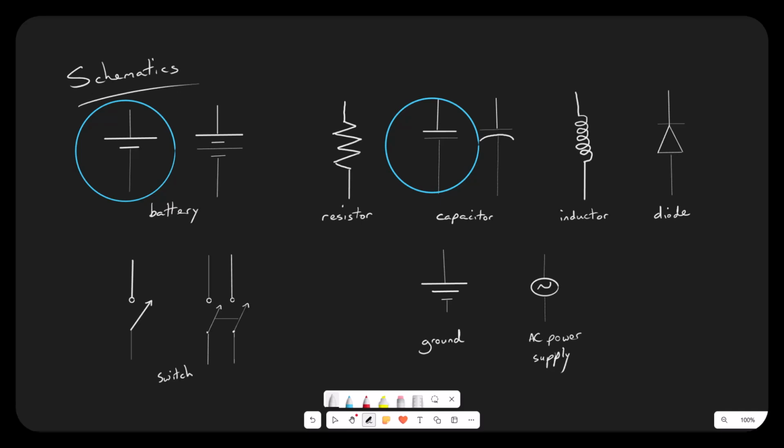We also have two different meters that we put into circuits, and they look like this. We have an ammeter, which is used for measuring current. And we have a voltmeter, which is used for measuring potential drop.